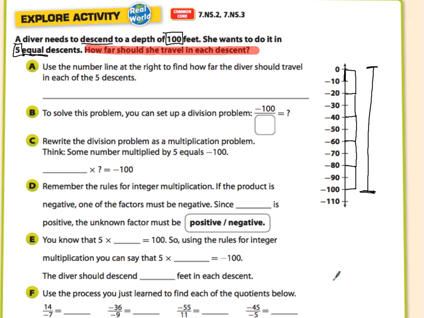Okay, so how far would she have to descend? She would have to descend 20 feet. All right, so to solve this problem, we can also turn it into a division problem. Right? We can set it up as saying we want the negative 100 to be divided by, well, we're dividing it into 5 chunks. Not chunks of 5. Chunks of 5 would mean she would descend 5 feet each time. We want 5 chunks.